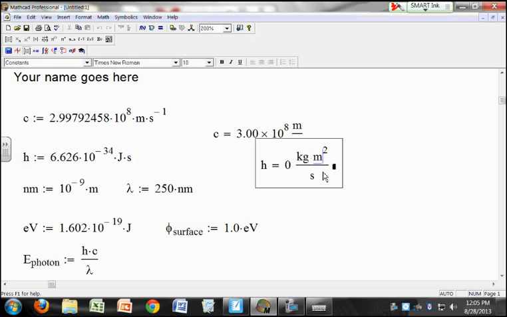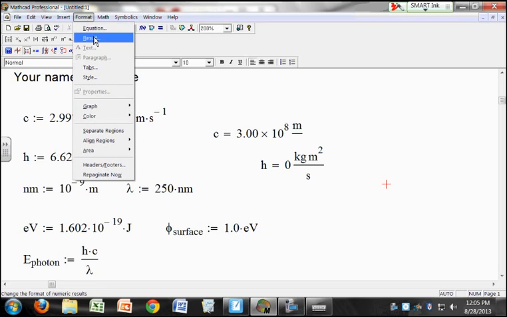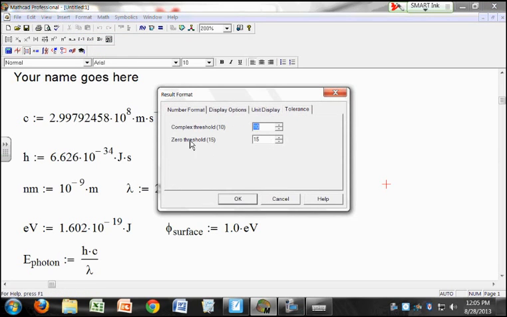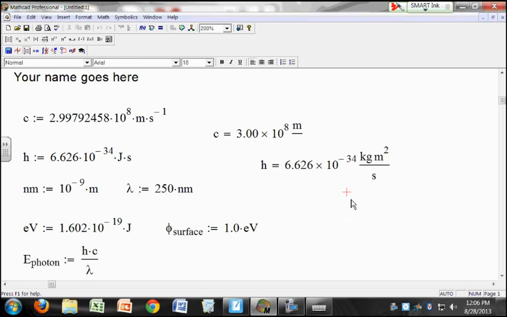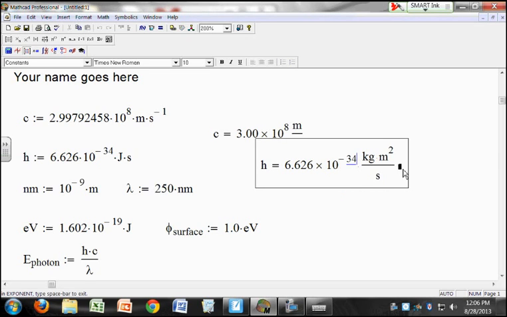Okay, so if you want to lower that threshold, click out of any region. Make sure you're not on any particular region. So you go to Format, Result. Under Tolerance, you want your 0 threshold to be less than 15, but bigger than 15. If you set this to 300, it will only show a 0 if the number is less than 10 to the negative 300. So that's a good number to use. It's still your H.